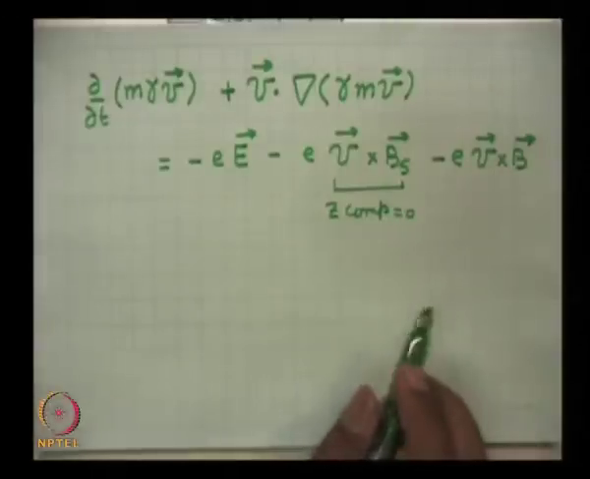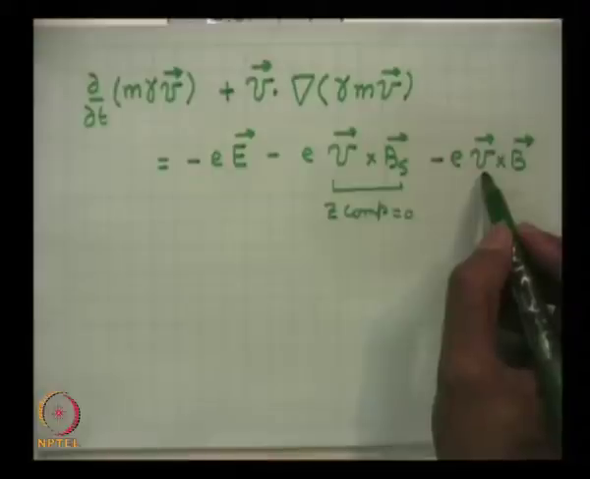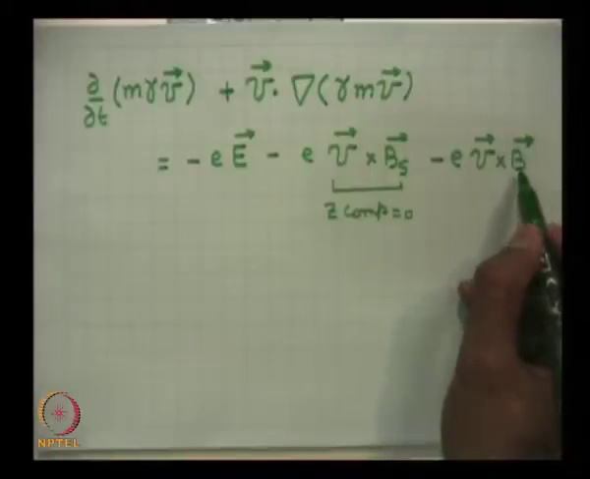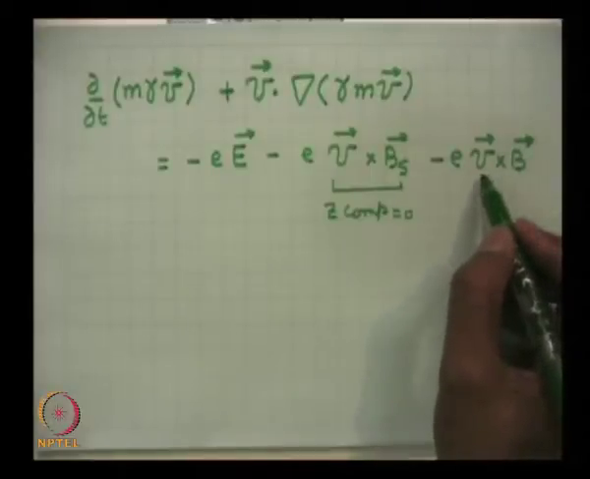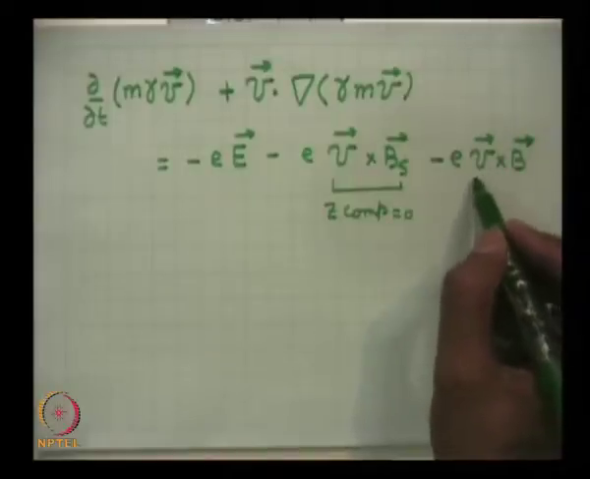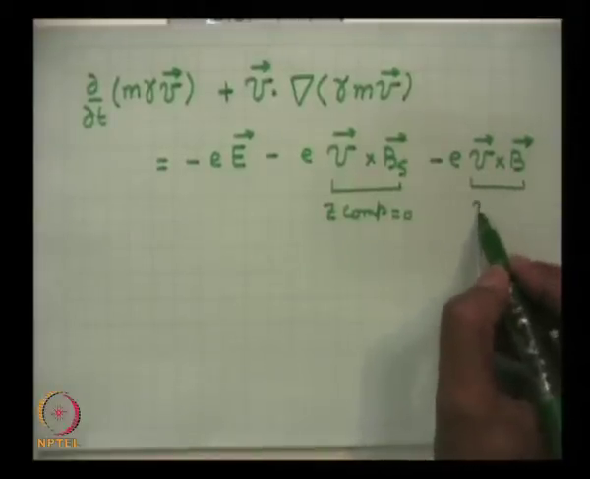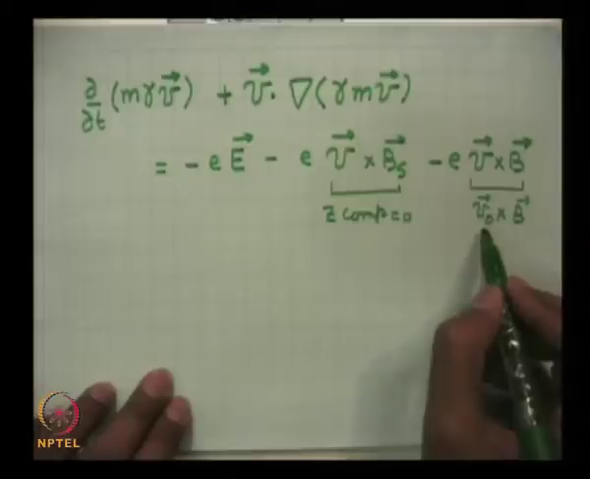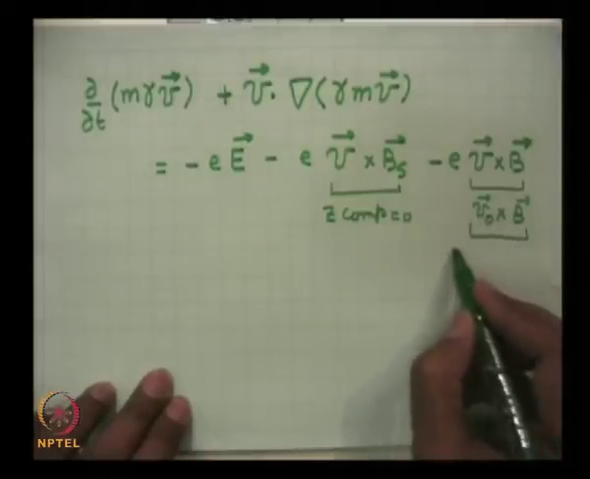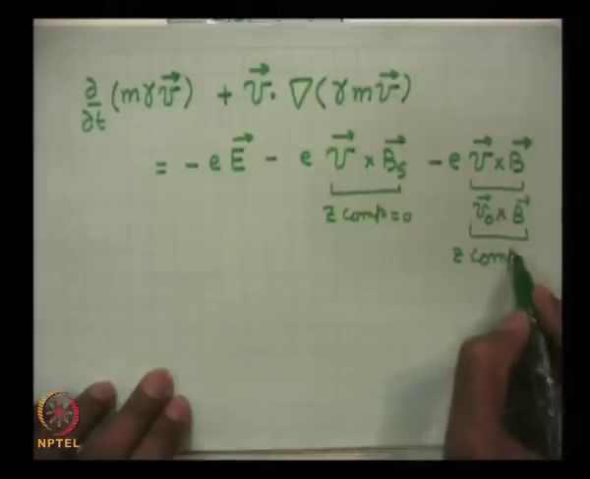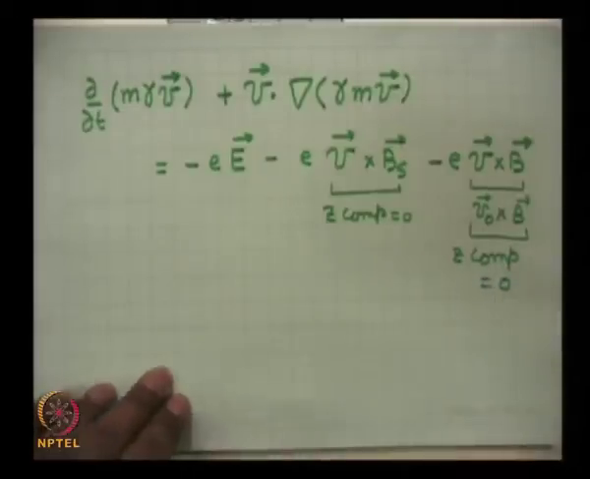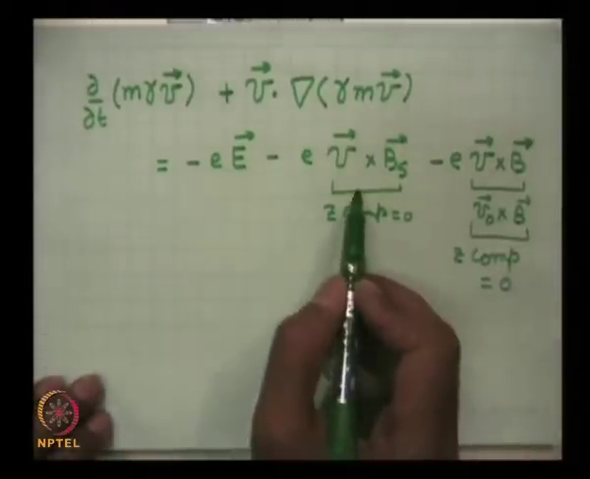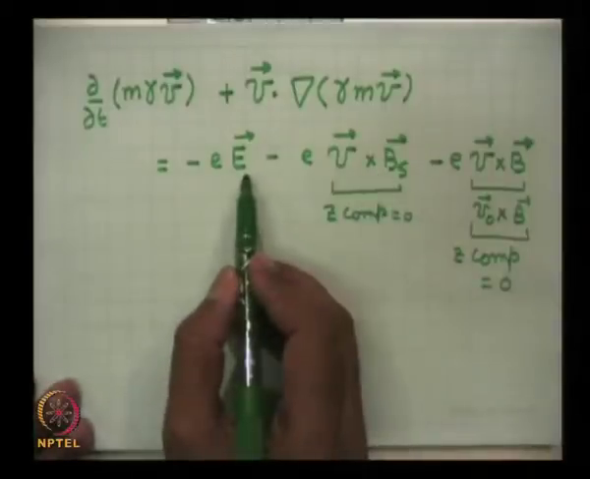How about this one? If I write V equal to V0 plus V1 and ignore the product of V1 with B, because this is a perturbed quantity, then V0 is also in the z direction. So this force will be perpendicular to the z axis. So this will give you V0 cross B, and this is the z direction, so it has no z component. So the z component equals 0 here. This does not give you a z component, this also does not give you a z component. So this is the only place where a z component will be there.